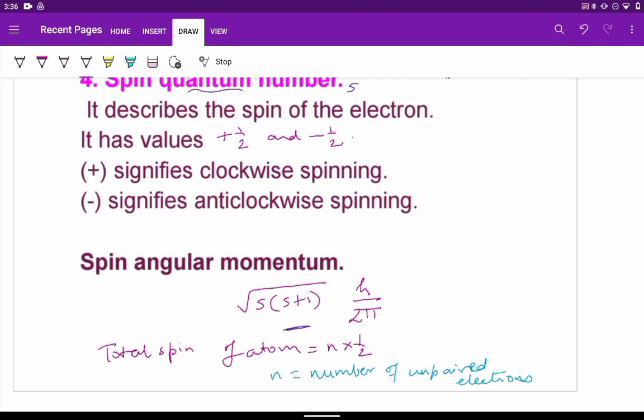Now the total spin of an atom is given by n into half, where n is the number of unpaired electrons. That gives the total spin.